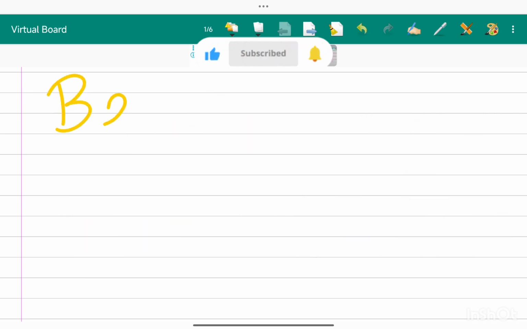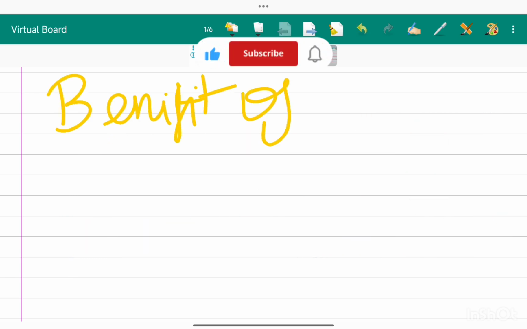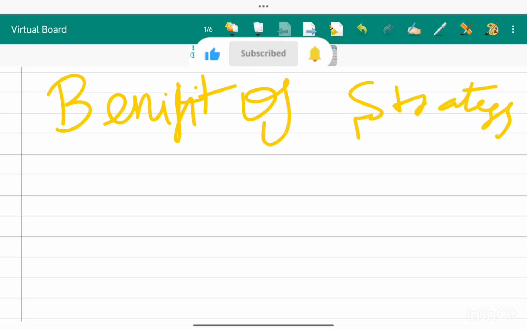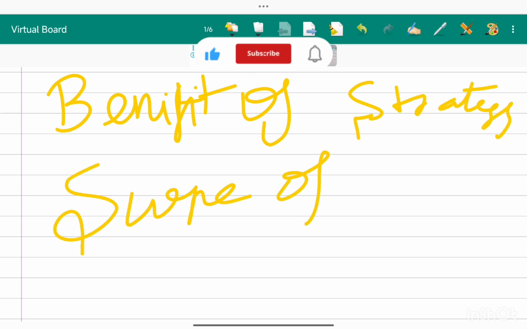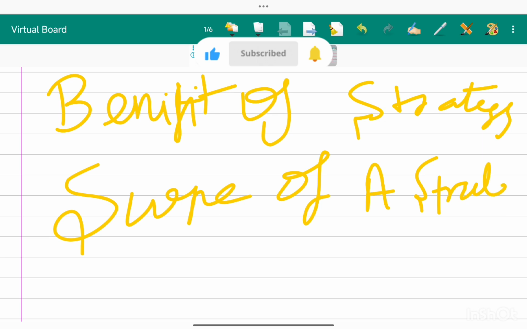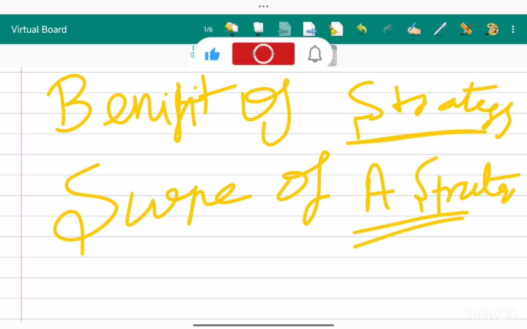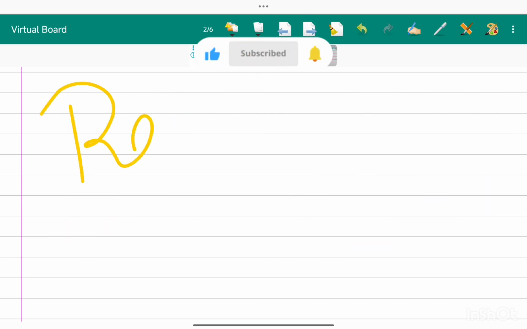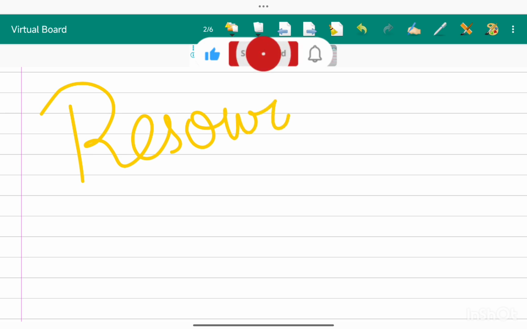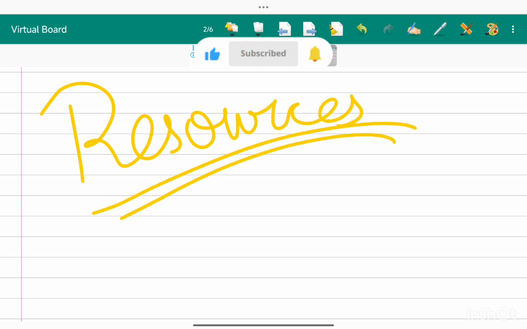The next topic is benefit of audit strategy, or scope of audit strategy. If the question is related to strategy, the first word that should come to our mind is resources. Whether it is benefit or scope of audit strategy, the first word for strategy is resources.